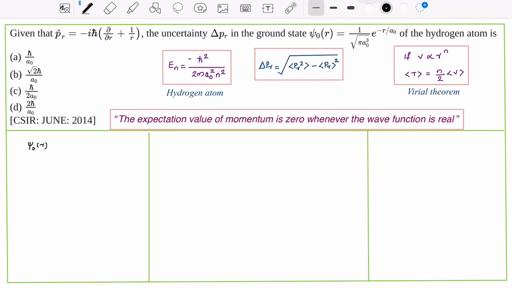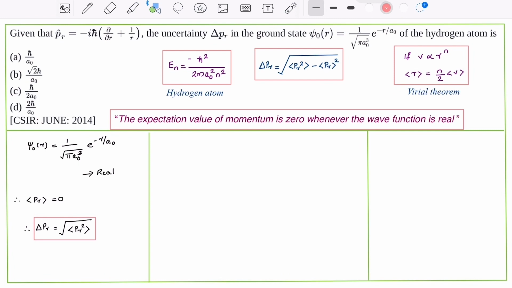First, let us write the ground state wave function ψ_0(r). This is equal to 1 by root of π a0 cubed e raised to minus r by a0, where a0 is the Bohr radius. We can see that this wave function is real. When the wave function is real, the expectation value of momentum is 0. Therefore, we can say the expectation value of p_r is equal to 0. Therefore, the uncertainty Δp_r becomes the square root of the expectation value of p_r squared.